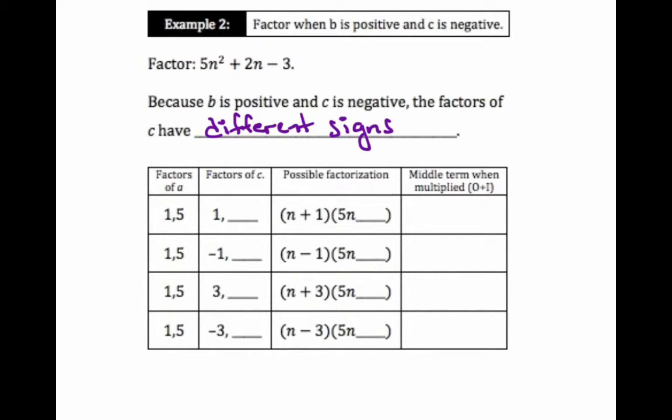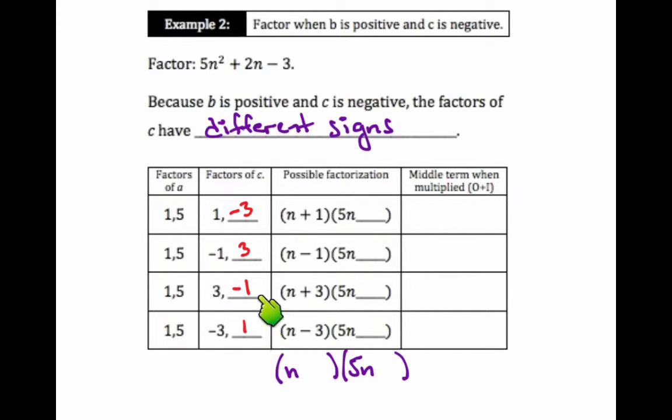All right, so factors of a. Well, the only way we can get to this a of 5 is multiplying 1 and 5. So I can go ahead and write that out. I've got 1n plus or minus something times 5n plus or minus something. Question is now, what is that something to go in? So I could make a list of all the possible factors of c that can go in there: 1 and negative 3, negative 1 and 3, 3 and negative 1, or negative 3 and 1.